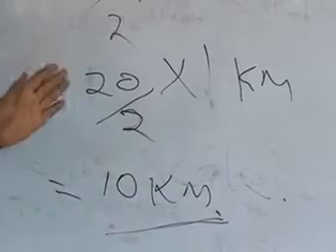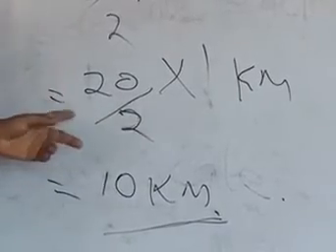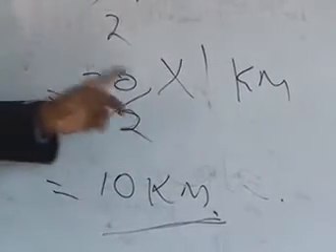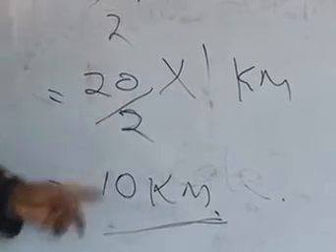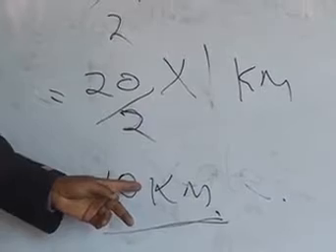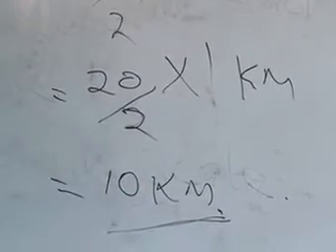And now we cancel out, have 20 over 2. 2 here 1, 2 here 10. And that is 10 over 1, which is equivalent to 10 kilometers.